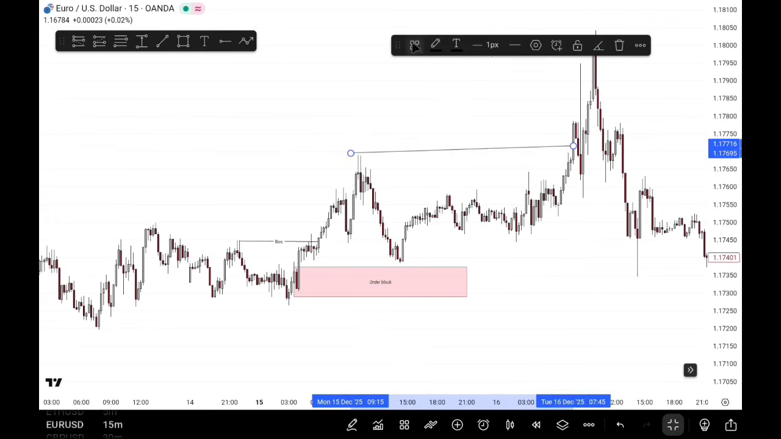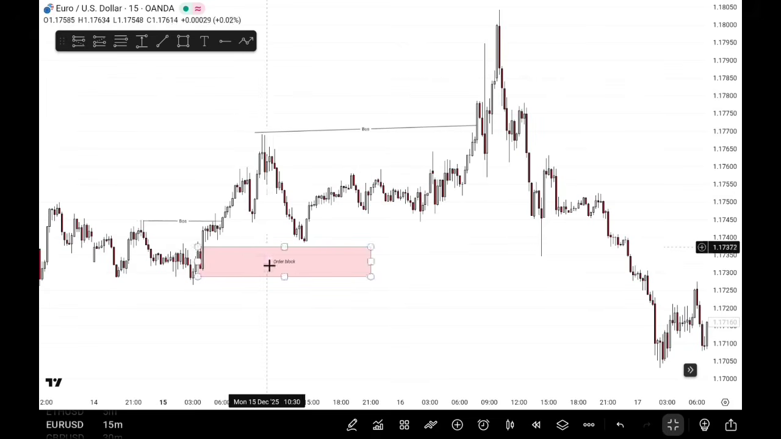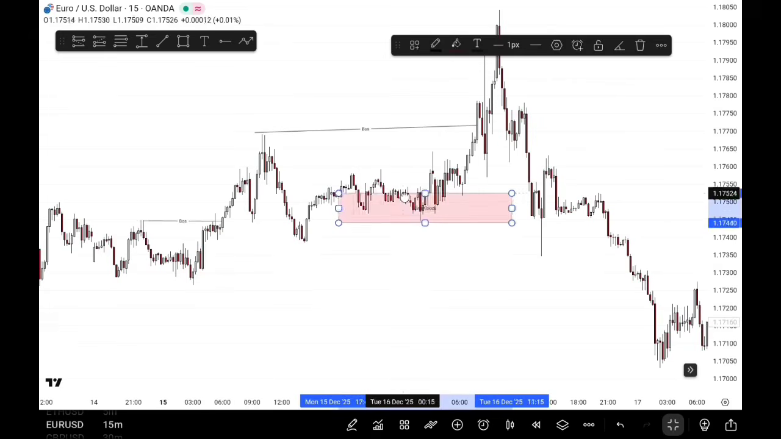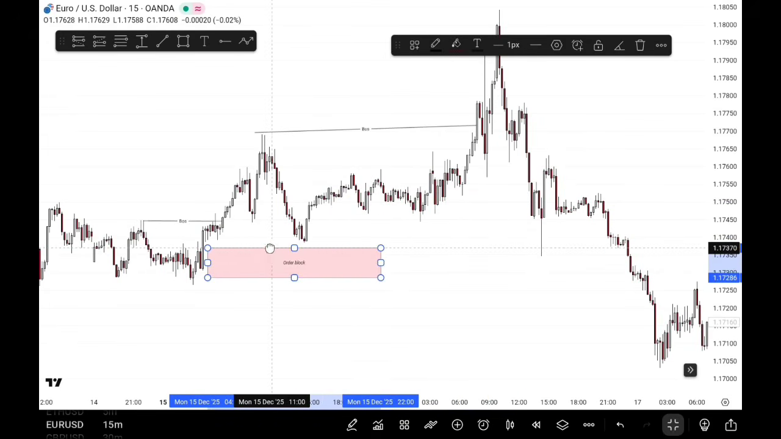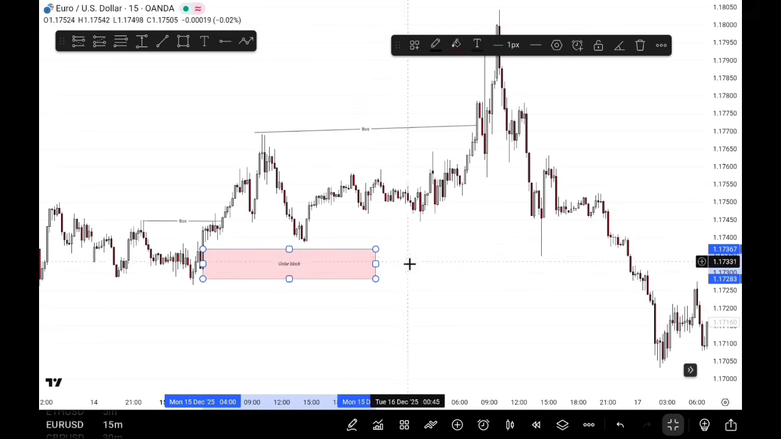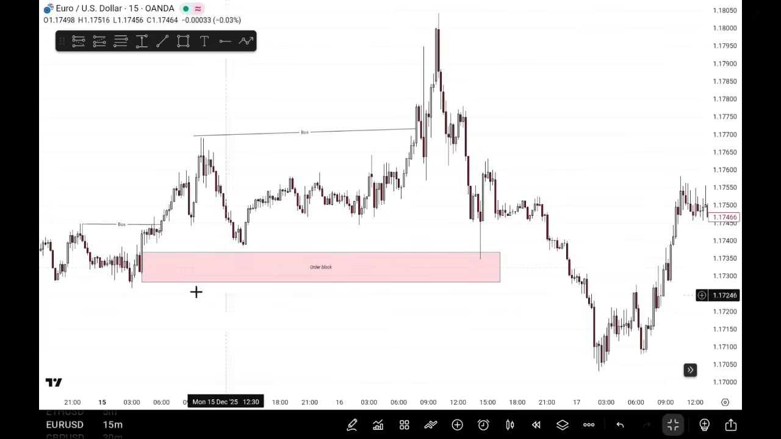All right, so where is the origin that causes the break of structure to the upside? Initially, this is going to be the origin that causes the break of structure to the upside. Since price left out this order block, you are going to use this order block for your stop loss a little bit, right? Now, can you see how price reacted from the order block? And this shows a little move.